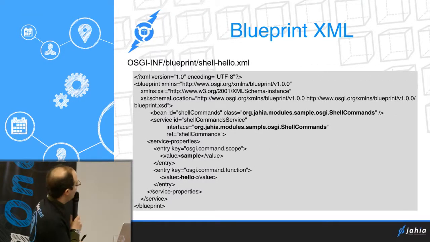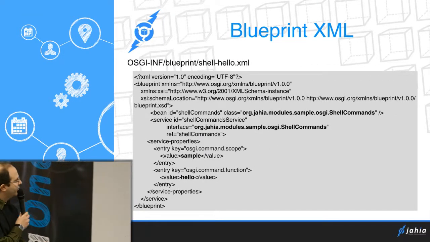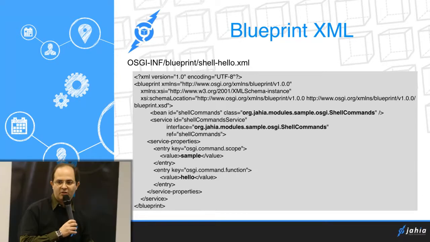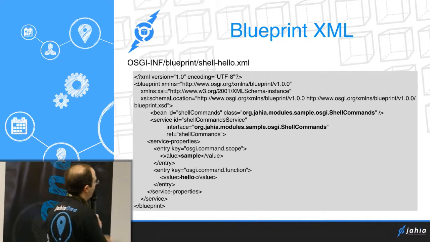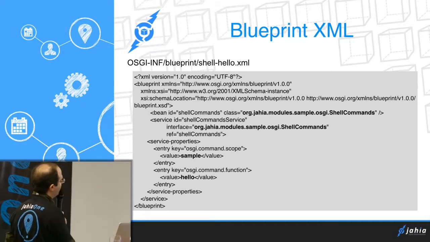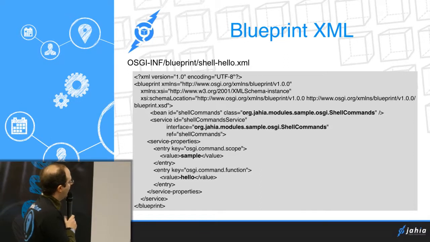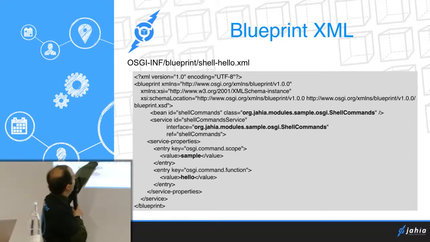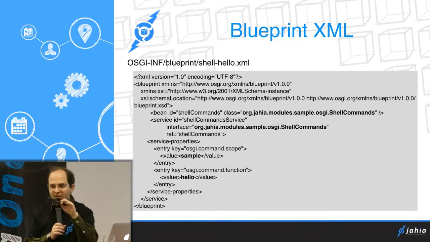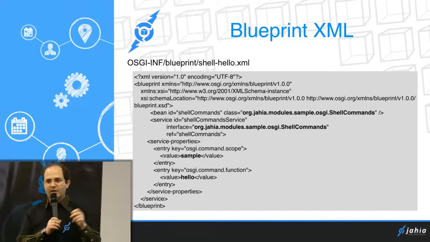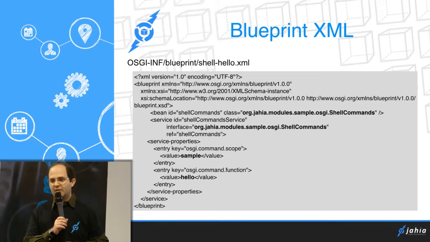Now, this is how I declare this service inside of OSGi Blueprint. I just tell it, okay, I have a bean called shell commands. I'm going to expose it as a service with the same interface. And then these two properties here are instructions for the shell, the command line shell you saw earlier, as to what the name of that command is going to be.